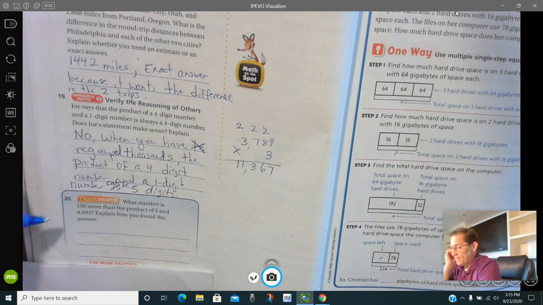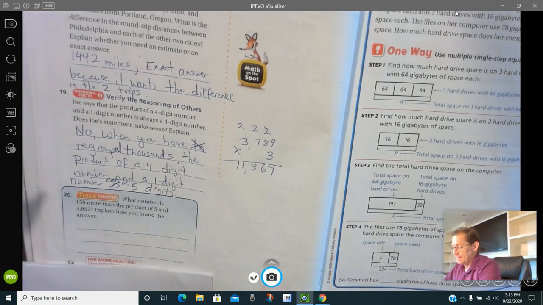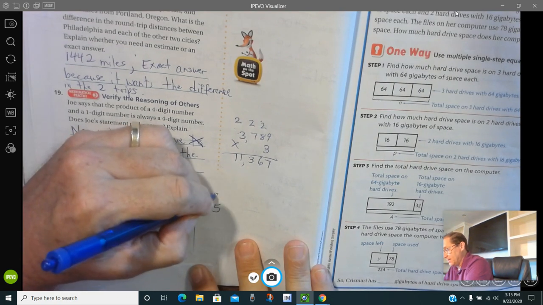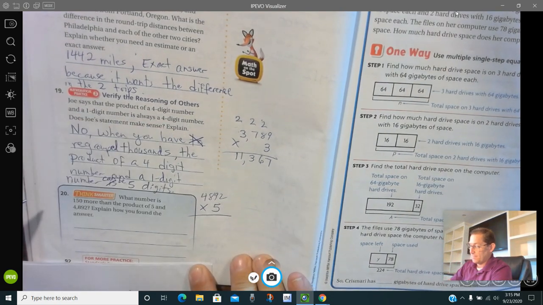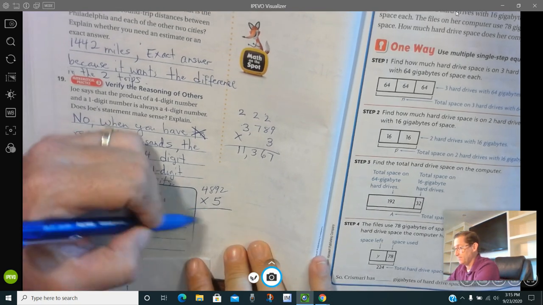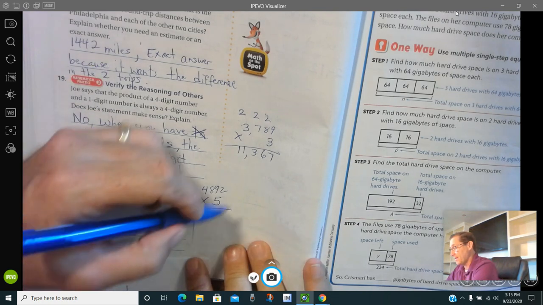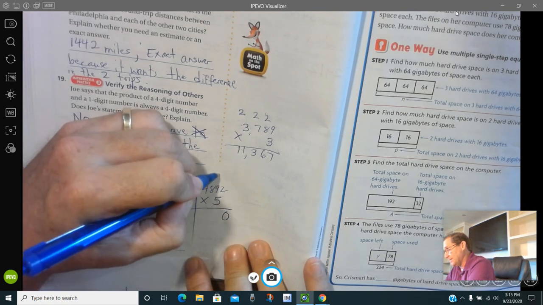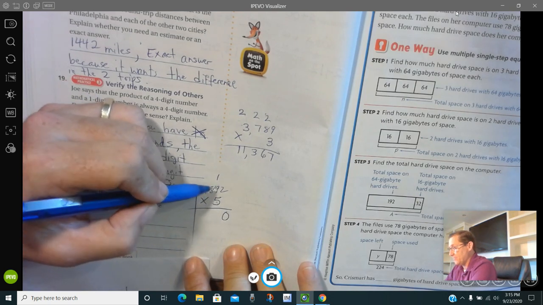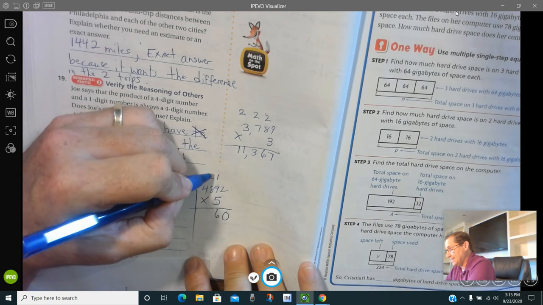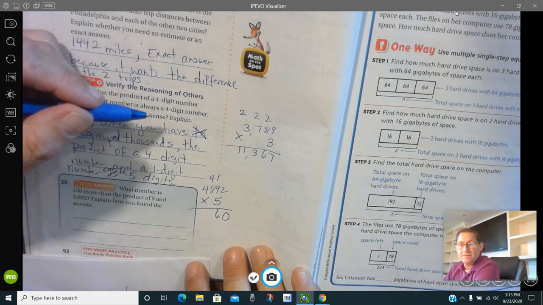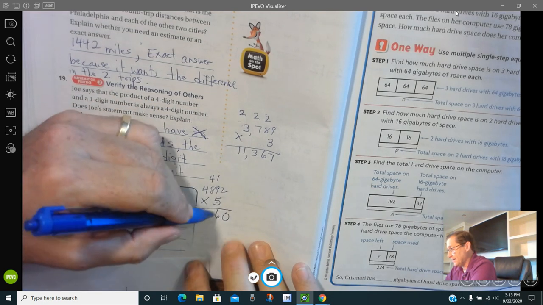All right. What number is 150 more than the product of 5 and 4,892? Okay, so first we have to figure out what the product of 5 and 4,892 is. 5 sets of 2 is 10 ones. Regroup that as 1 ten. 5 sets of 9 tens is 45, plus 1 more is 46 tens. I'm going to rename 40 of those 46 tens as 400 and 6 tens.